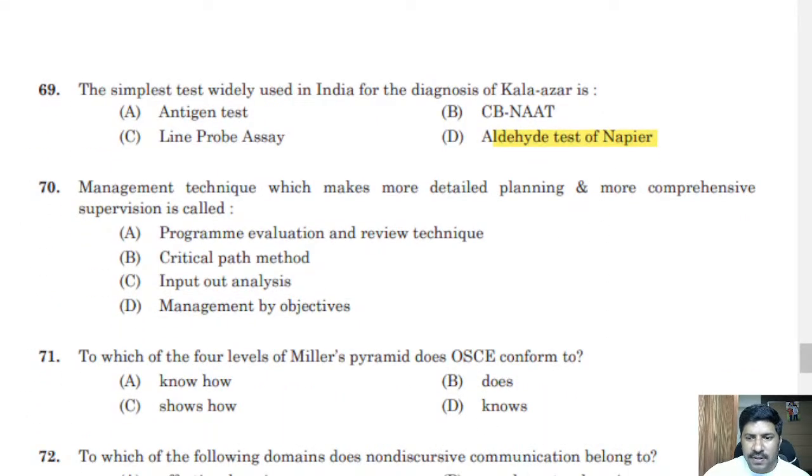Then 70th question. The management technique which makes more detailed planning and more comprehensive supervision is called program evaluation and review technique. Management technique which makes more detailed planning and more comprehensive supervision is called program evaluation and review technique.